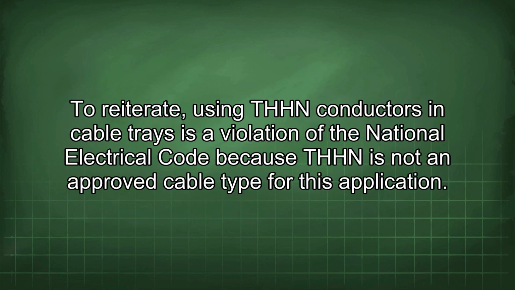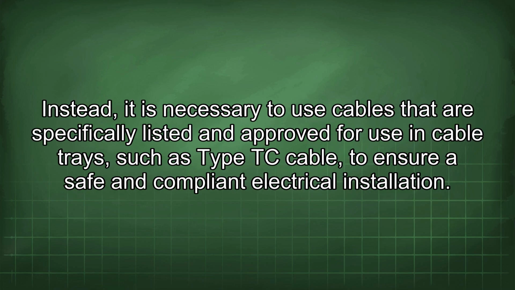To reiterate, using THHN conductors in cable trays is a violation of the National Electrical Code because THHN is not an approved cable type for this application. Instead, it is necessary to use cables that are specifically listed and approved for use in cable trays, such as type TC cable, to ensure a safe and compliant electrical installation.